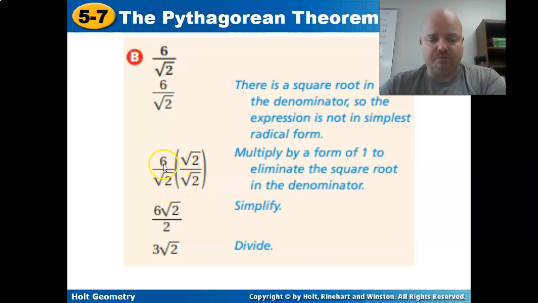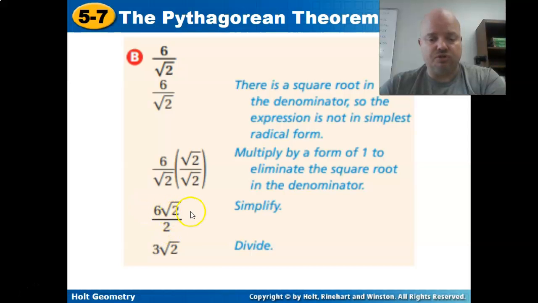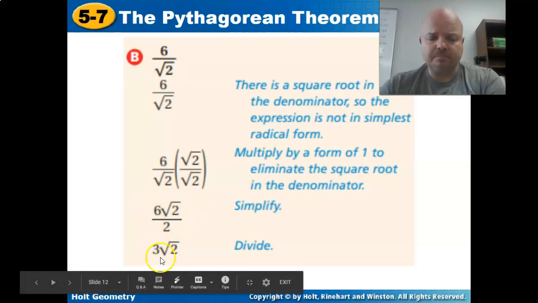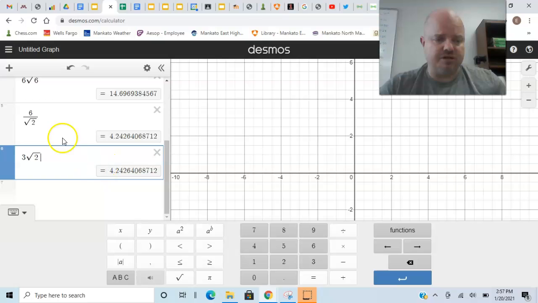Because remember, when you multiply fractions, you multiply straight across. Well, the reason we did this is because root 2 times itself equals 2. And now we have 6 root 2 over 2. And then we can divide 6 and 2 and get 3. And our answer is 3 root 2. Once again, if we check our answers here, you can see that 6 divided by root 2 will give us the same thing as 3 root 2.